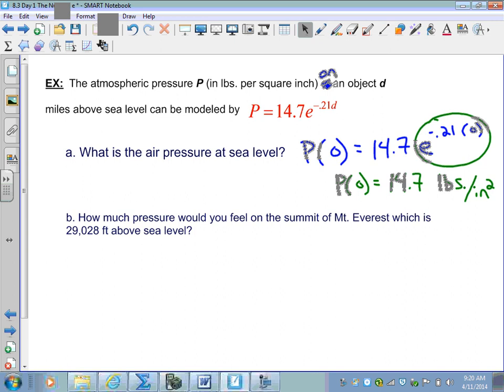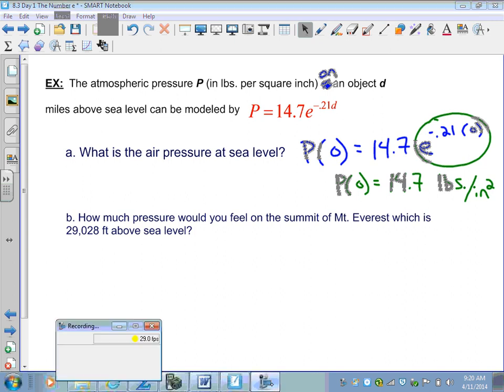Okay, so let's go on to the second question here. How much pressure would you feel on the summit of Mount Everest, which is 29,028 feet above sea level? So first thing of note here, the units that we have, D is in miles. D is in miles.